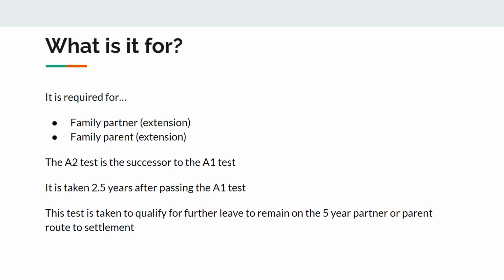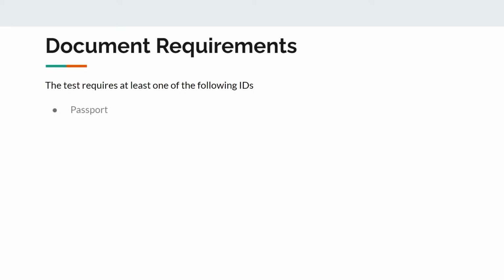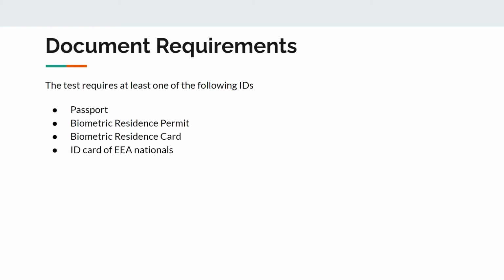So now that you know what the test is for, let's talk about its document requirements. This test requires at least one of the following IDs: a passport, a BRP, biometric residence permit, a BRC, a biometric residence card, an ID card of EEA nationals, or a travel document issued by United Nations or Red Cross. The easiest one of all of these is the passport.